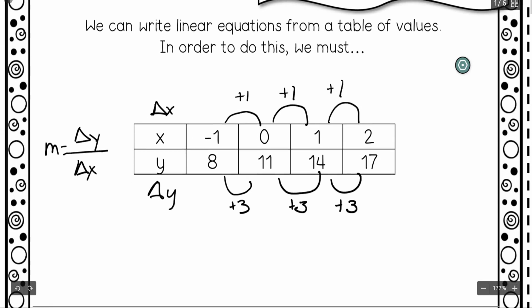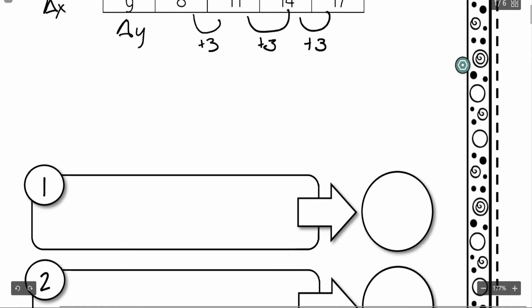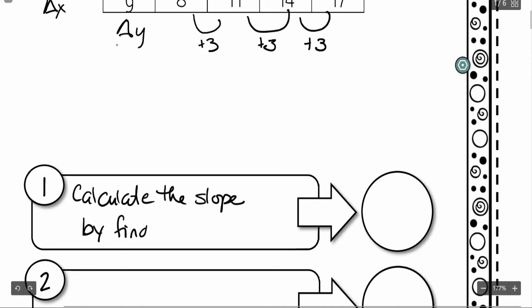So our step 1 would be to calculate the slope by finding change in y over change in x. So in this case, this one is 3 over 1, or just 3.